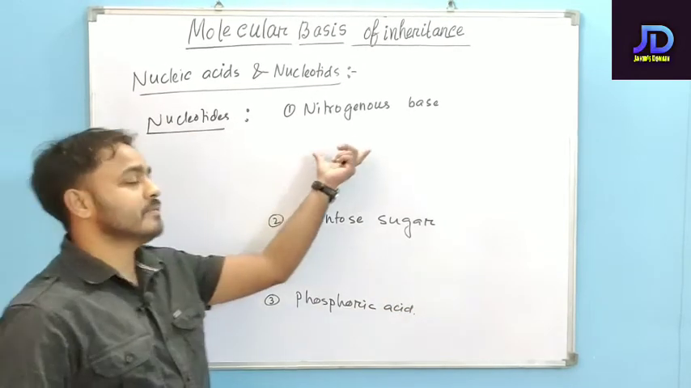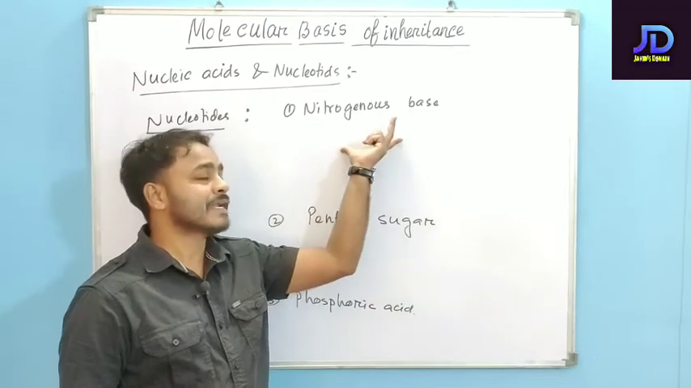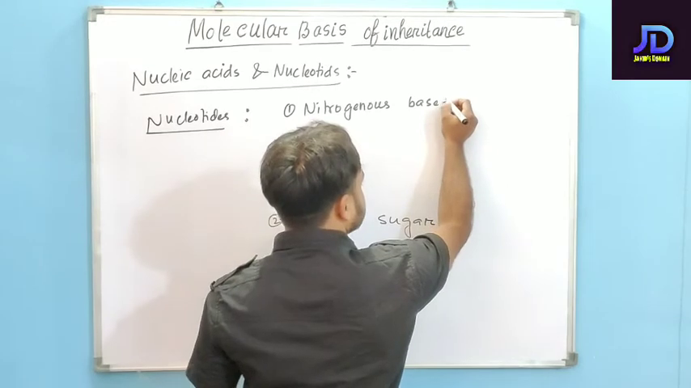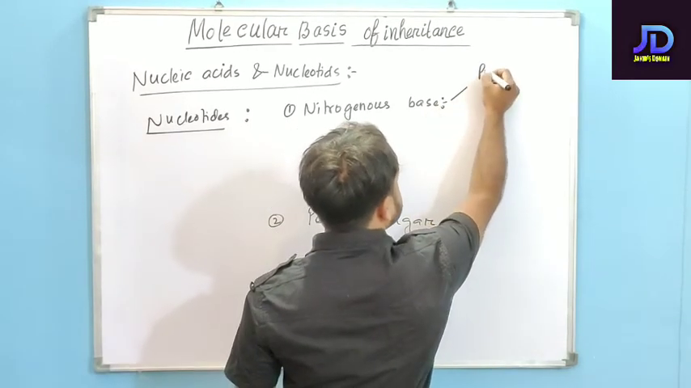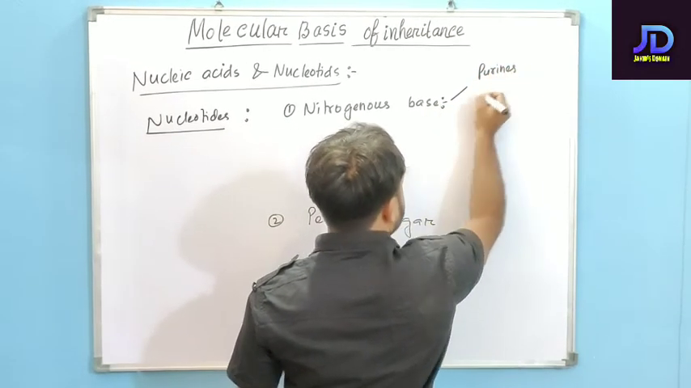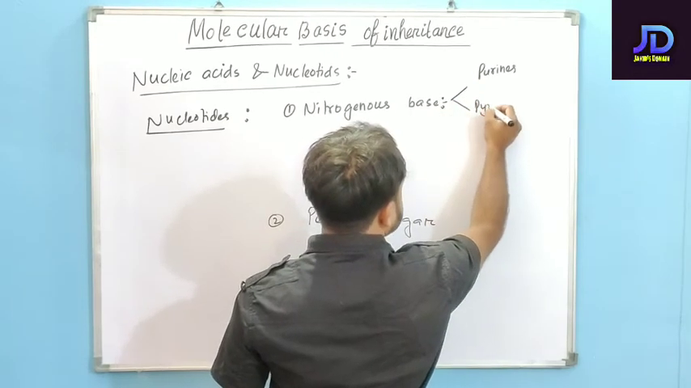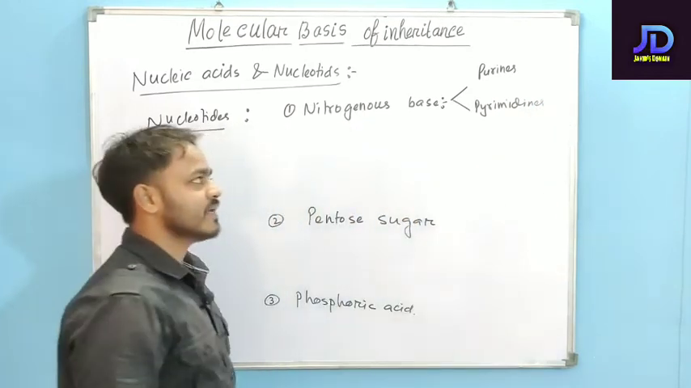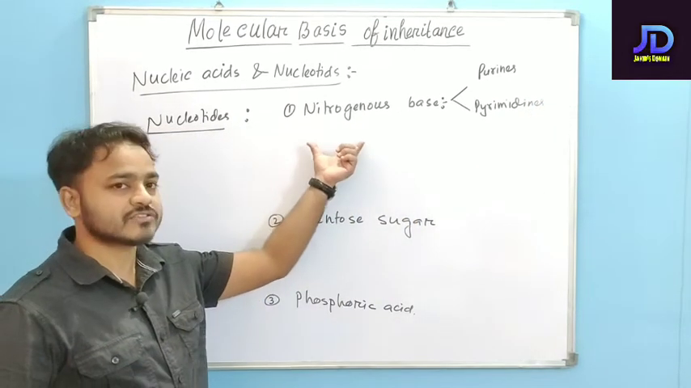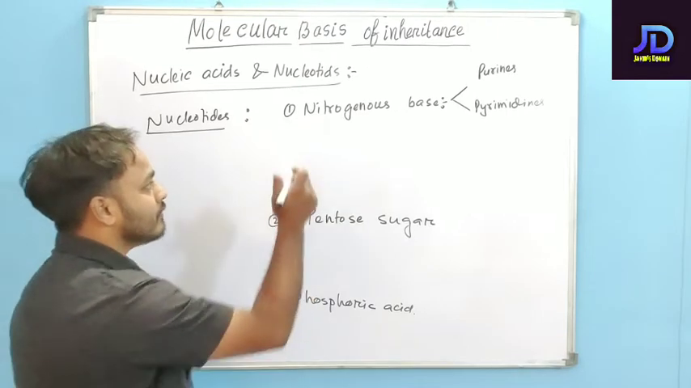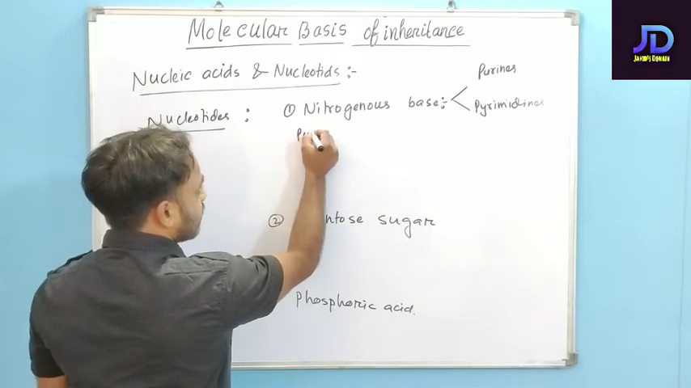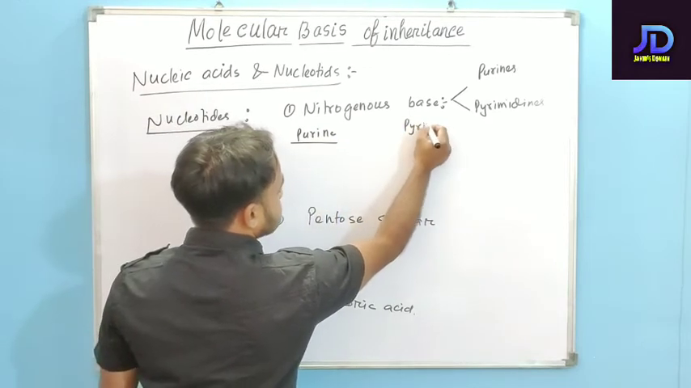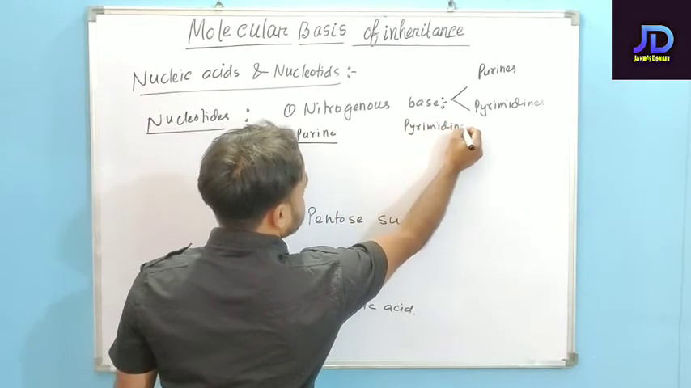Nitrogenous base means what? Mainly nitrogenous bases are of two types. One is called purines and another is called pyrimidines. Purines and pyrimidines, they are the types of nitrogenous base. Now purines, I will write here purines because I want to find the differences also. Purines and pyrimidines. Right?